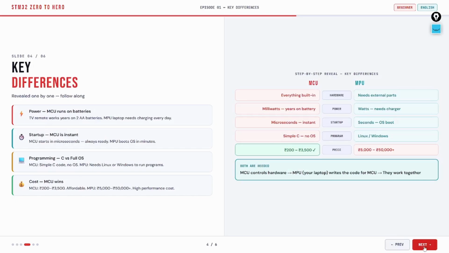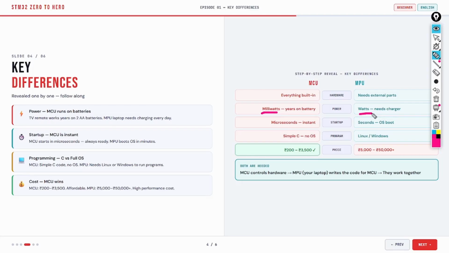Now, key differences. In terms of hardware, as we already discussed, everything is built in here. There, it needs external parts. Okay. Now, power. This can work on milliwatts. That needs watts. So what does milliwatt mean? You must have heard that many small devices work over months using small batteries. Let us say your TV remote or your AC remote, right? Because it consumes very little power. So it can run years on a battery, but your laptop cannot, your phone cannot, right? Because a processor needs more power compared to a microcontroller, right? And that's why with a processor you need chargers.